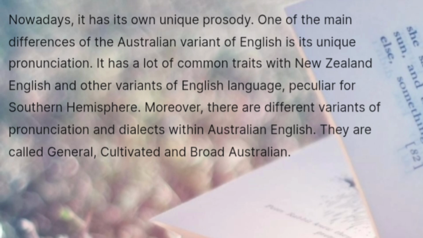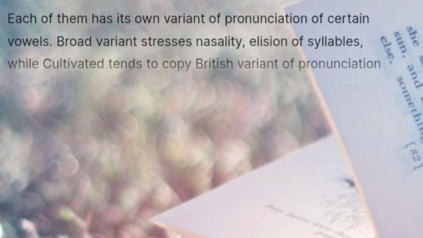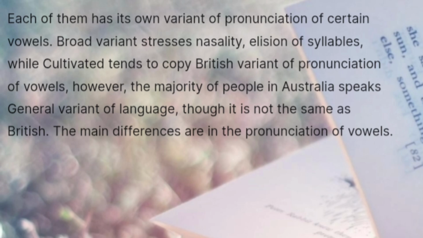Moreover, there are different variants of pronunciation and dialects within Australian English. They are called general, cultivated and broad Australian. Each of them has its own variant of pronunciation of certain vowels. Broad variant stresses nasality and elision of syllables, while cultivated tends to copy the British variant of pronunciation of vowels.